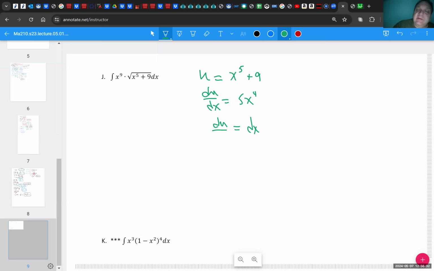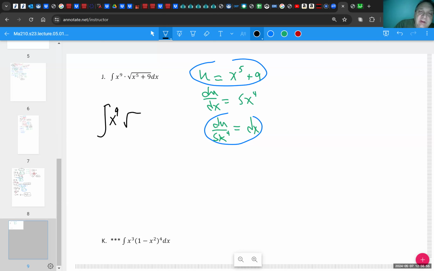So far, it doesn't look very much different from anything we've done before. So once again, the technique is always the same. Just the algebra and things like that, the difficulty of the substitution, they get ramped up. Now here's my u, here's my dx. I'm going to throw them into my formula. So x to the 9, I did not change. And I have a square root of, instead of x to the 5 plus 9, I'm going to write u. And instead of dx, I'm going to write du over 5x to the 4th.